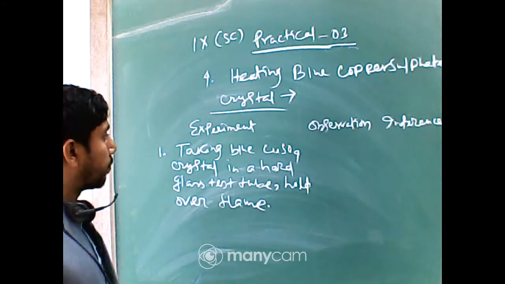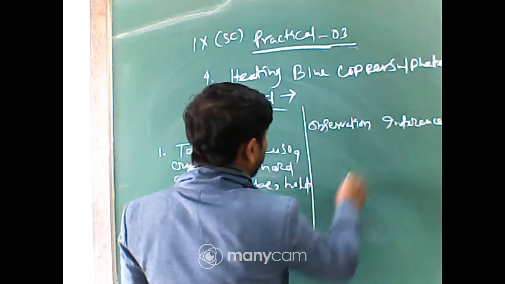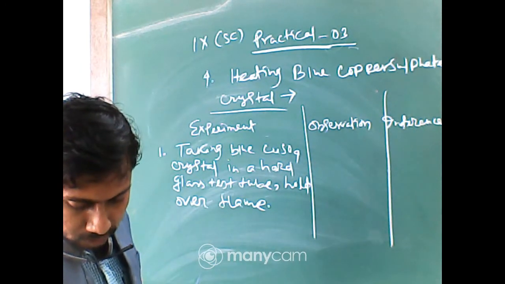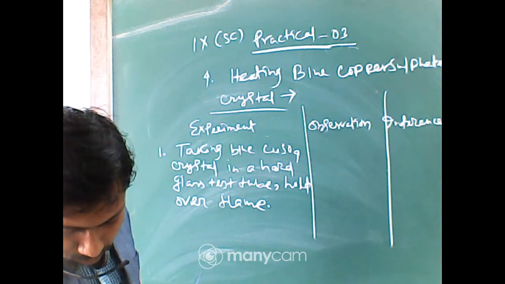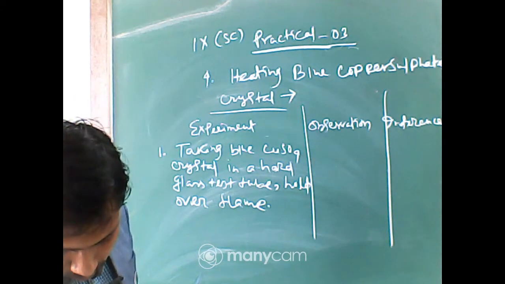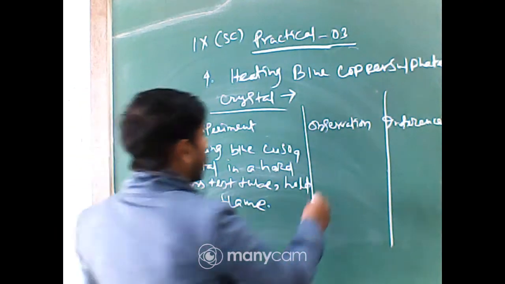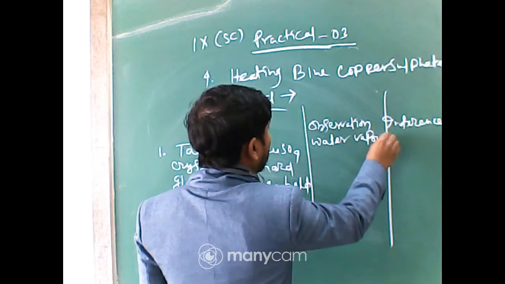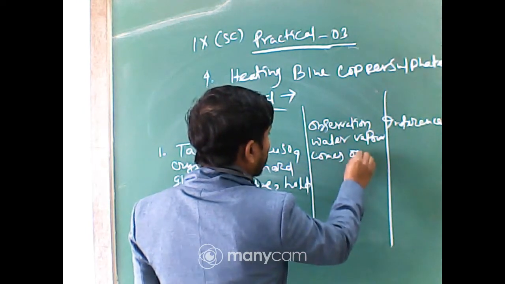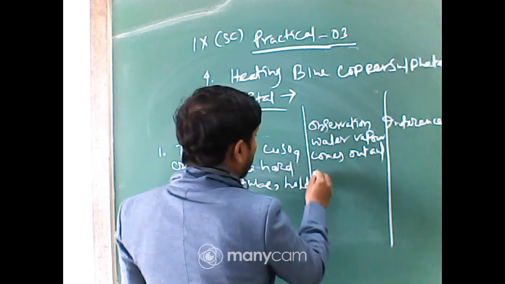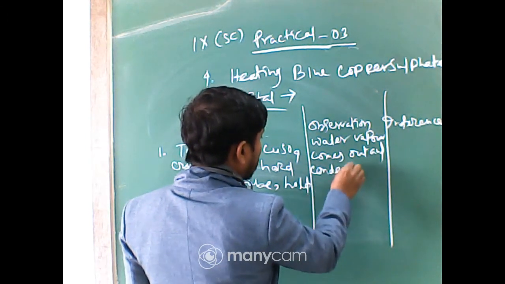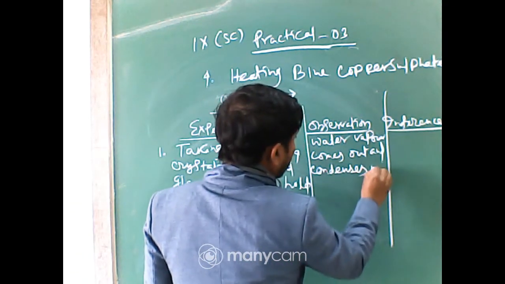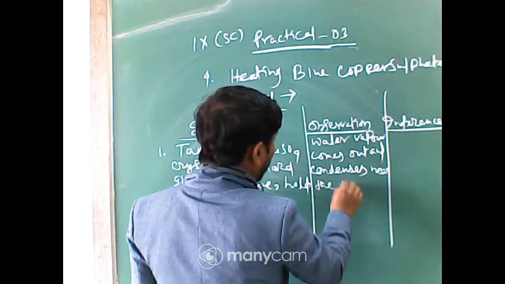Hold over flame. In the observation column, you will write: water vapor comes out and condenses near the mouth of the test tube.